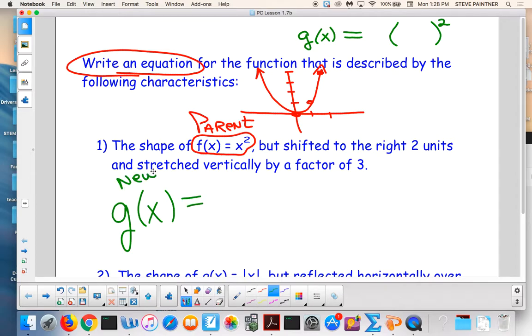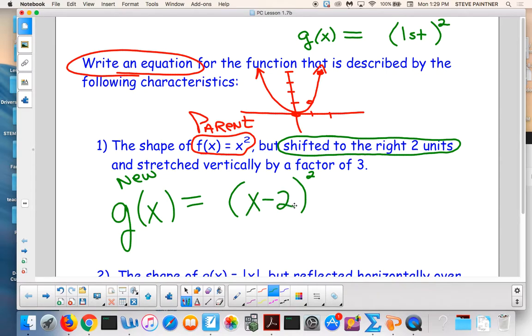I'm going to call this my new function. My new function is going to be the parent, but what? Shift to where? Right 2 units. And by the way, when you shift right or left, that is actually the first thing you do to your parent. So that's what you're looking for first. Am I going right or left? So you're going to say what here? X what? X minus 2. Because you're going to the right, it's the opposite of what you think it might be.